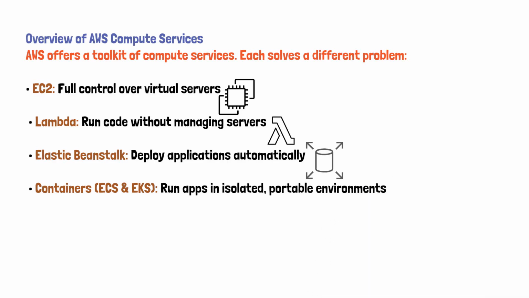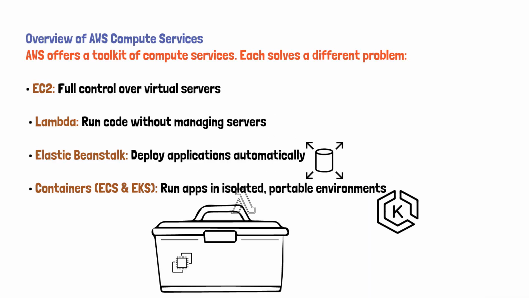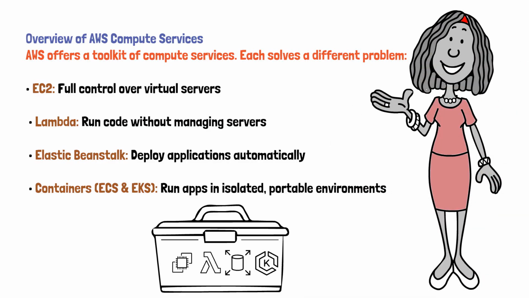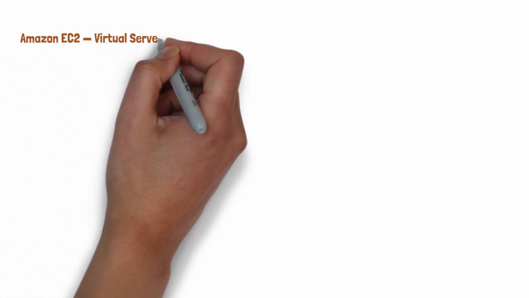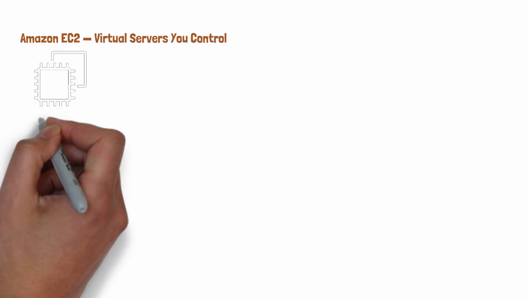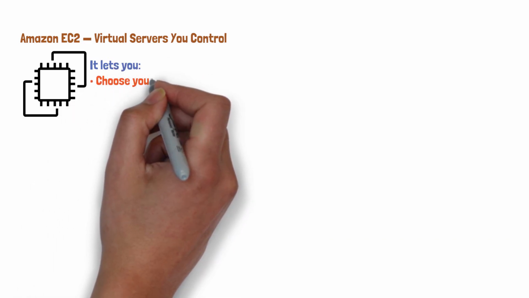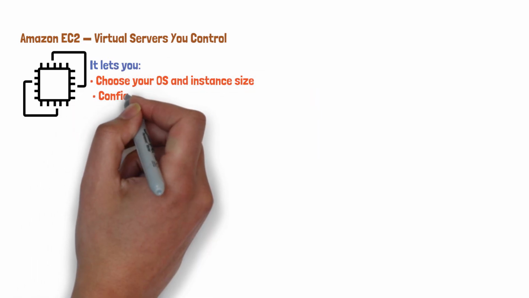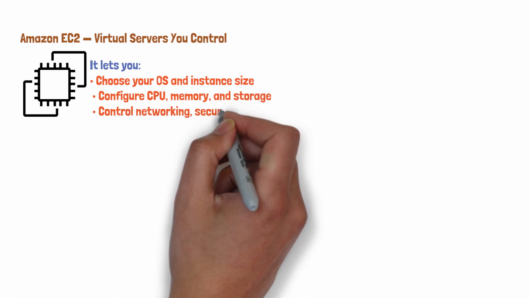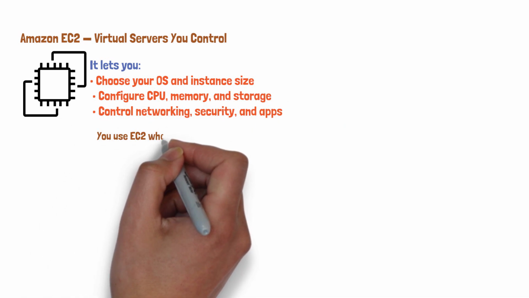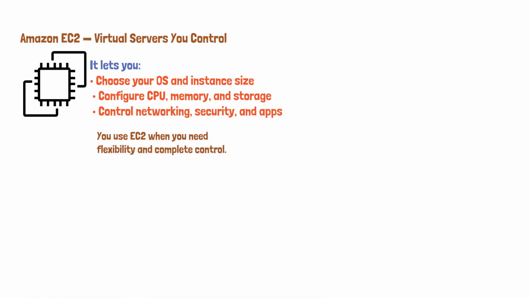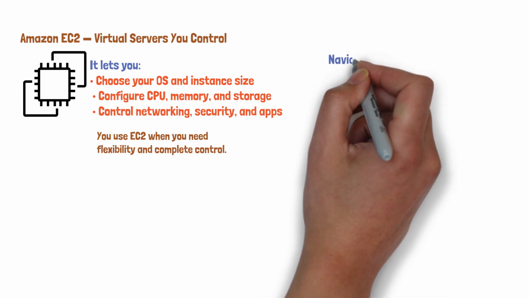Think of these as tools in a kit. Each has a specific purpose. We'll explore when and why to use each. Amazon EC2, virtual servers you control. EC2 is the foundation. It lets you choose your OS and instance size, configure CPU, memory, and storage, control networking, security, and apps. You use EC2 when you need flexibility and complete control. It's your cloud hammer, simple but powerful.